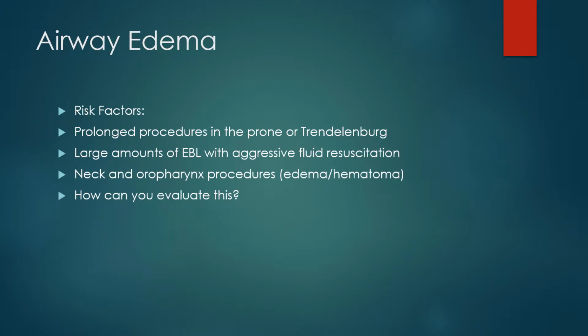So, what about airway edema? We can see airway edema in patients after long procedures, especially if they're in prone or steep Trendelenburg position, and also when there's been a large amount of blood loss, and we normally treat that with fluid resuscitation. Also, surgeries on the tongue, pharynx, and neck, thyroidectomies, carotid endarterectomies, cervical spine surgery, they can all cause upper airway obstruction because of tissue edema or even hematoma.